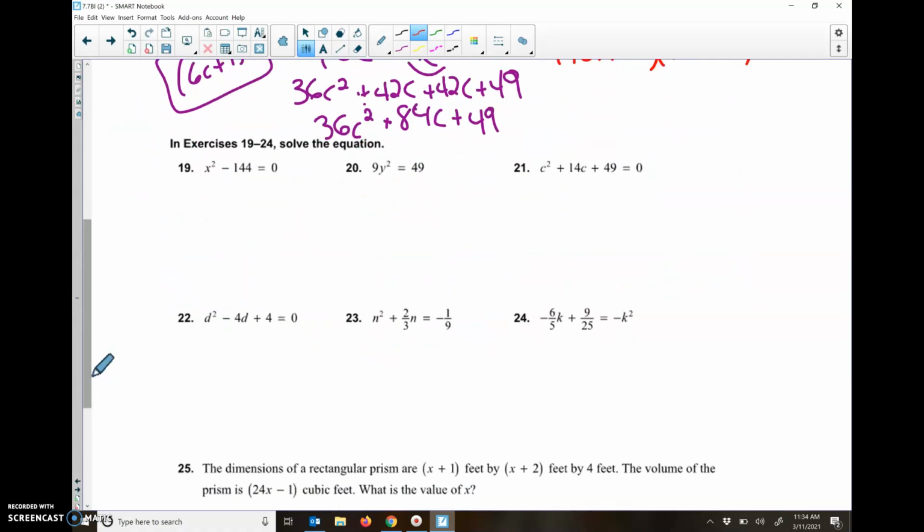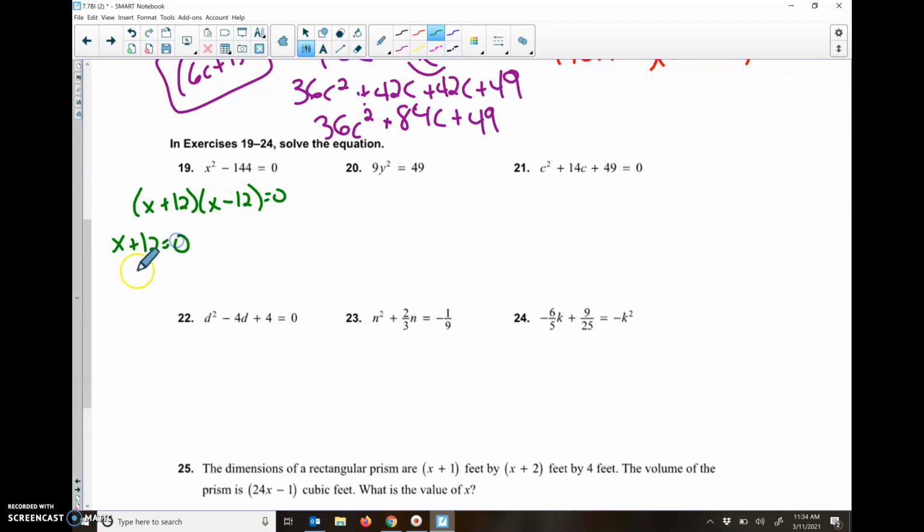Okay, 19 through 24, kind of the same thing, except now they want us to solve. So after we get our answer, we need to set them equal to 0 and figure out what it is. So x squared minus 144. The square root of 144 is 12. So x plus 12, x minus 12, just like we did on the first 18 problems in this section, and then set them equal to 0 to solve.